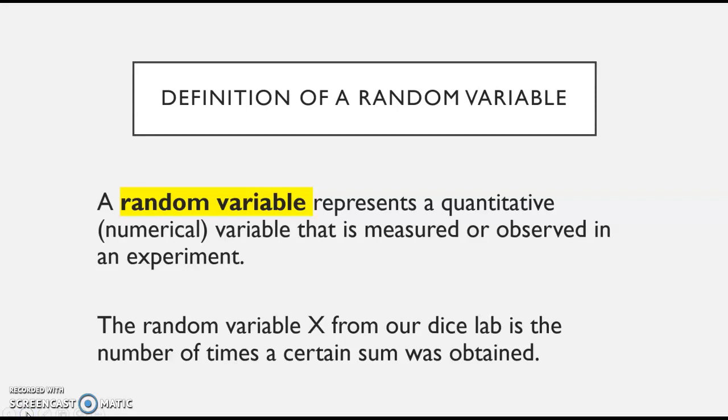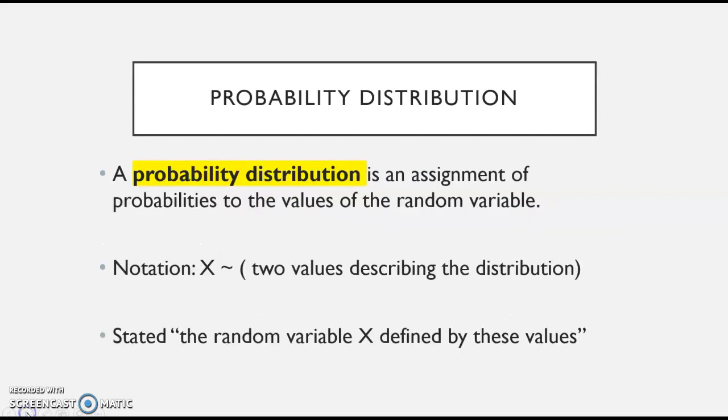A random variable is a quantitative or numerical variable that's measured or observed in an experiment. So in our dice lab, we rolled a certain number of times, and the sum obtained was the random variable x that we were concerned with.